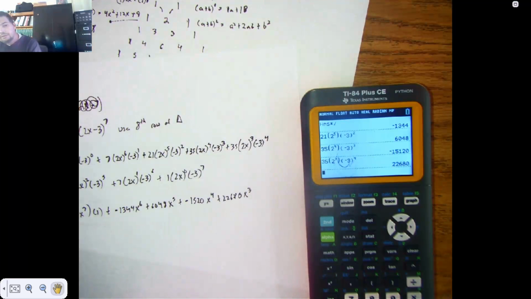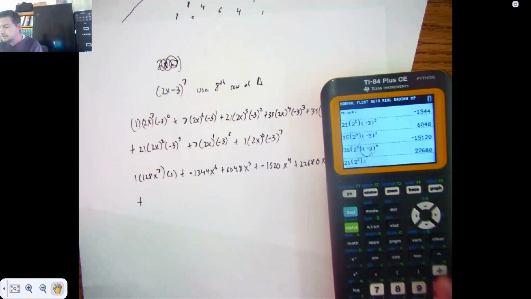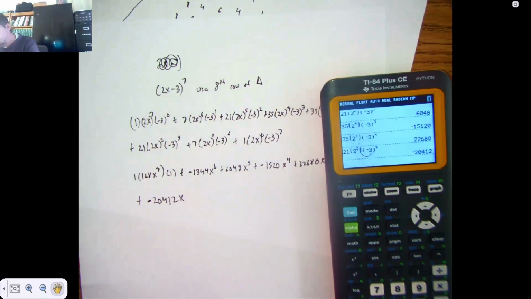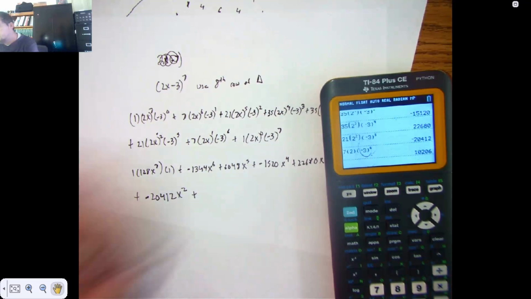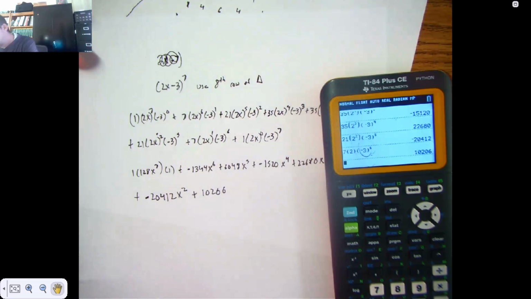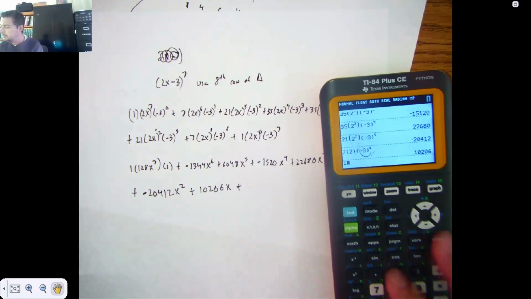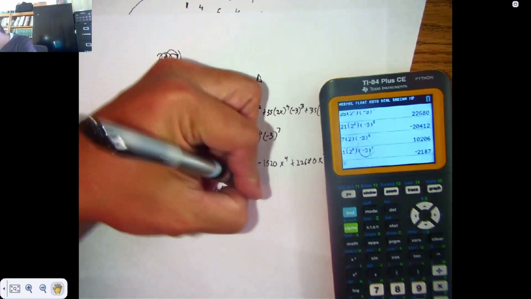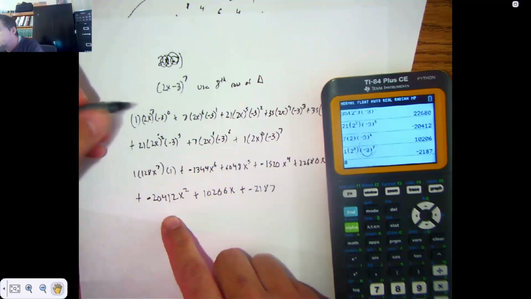X cubed. Now I'm down here at the 21. 21 times a 2 that's squared times a -3 to the 5th power, a -20,412 x to the 2nd power. Almost done. 7 times 2 times a -3 to the 6th plus 10,206 x. And finally, plus, and it's actually going to be negative, we have a 2 to the 0, we have a 1, we have a 2 to the 0 if you need to type it in, and we have a -3 to the 7th power. -2187. That is the quickest way to figure out what 2x minus 3 times itself 7 times is by hand. Just use Pascal's triangle. So anyways, let's clean this all up.